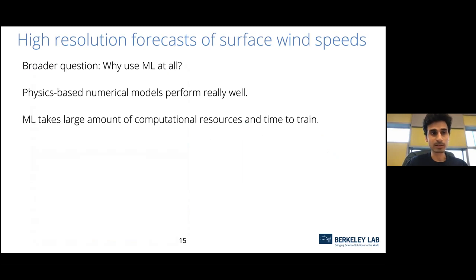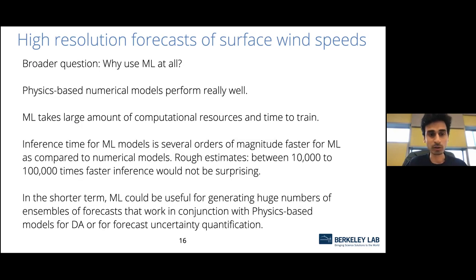And this inspires a broader question, which is, why use machine learning at all when physics-based numerical models perform really well, and machine learning takes a large amount of computational resources and time to train? One of the answers is that the inference time for machine learning models is several orders of magnitude faster as compared to numerical models.